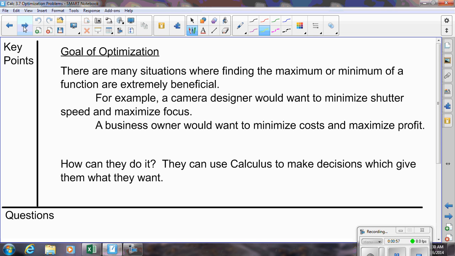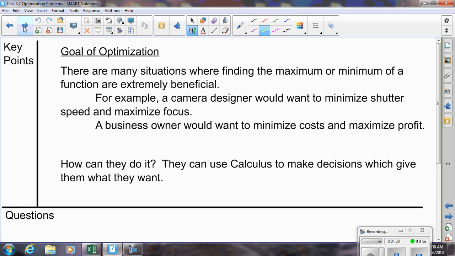The ultimate goal, again, is based in applications. There are a lot of situations where finding a maximum or a minimum is really beneficial, really desirable. Some clear ones, if you are a camera designer, if you could minimize the shutter speed, it means you've got a faster camera, which people would love to have for sports. And if you could maximize focus, well, isn't that what HD cameras are entirely about? Trying to create as much focus as possible? So for camera designs, maximizing and minimizing would play a role.